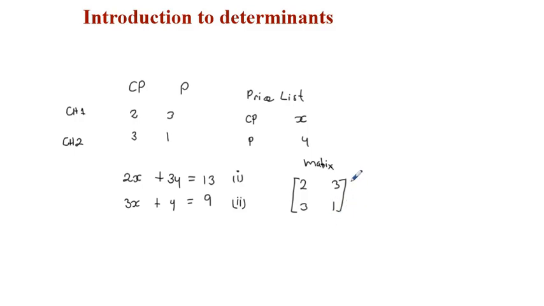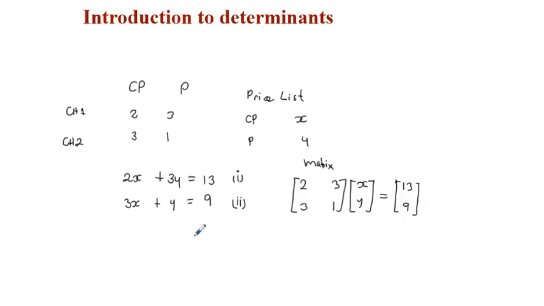And then here, what we have on the right-hand side is this x, y, which represents what? The price list. And then on the other side, we've got 13 and 9, which represent the totals which these two people spent.